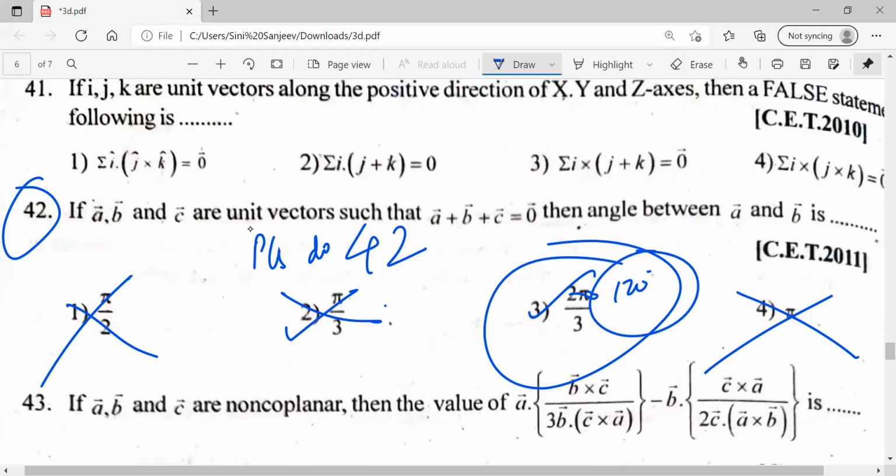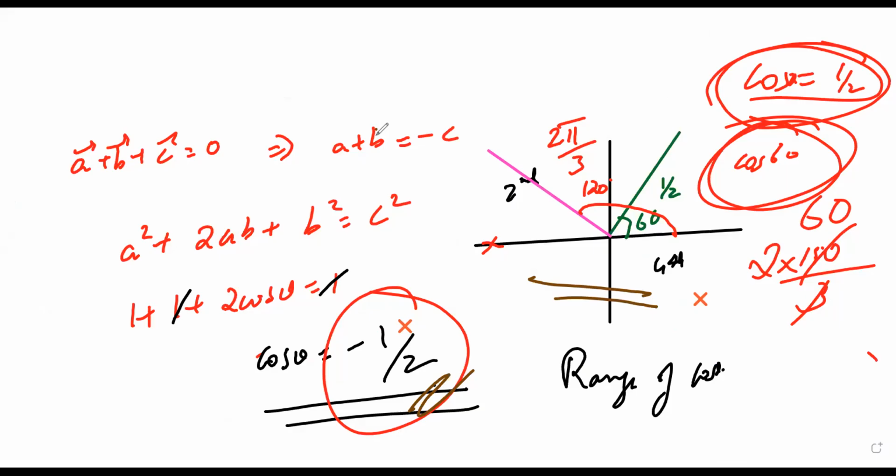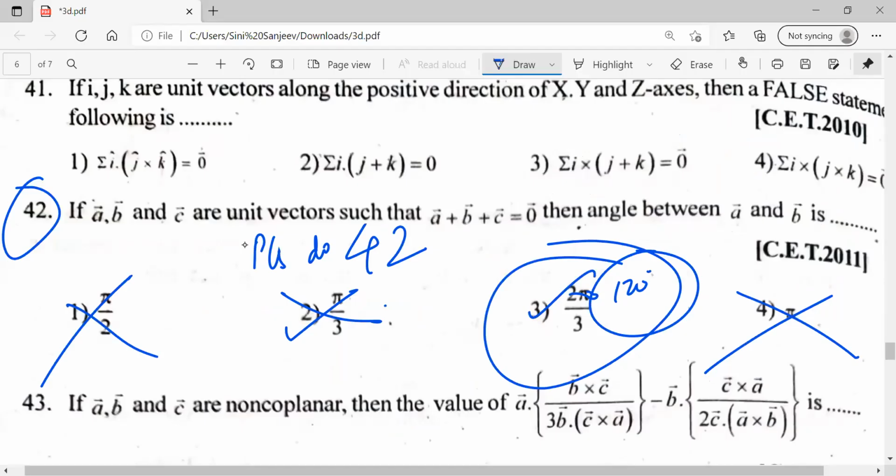Obviously this is not 90 degrees. See the diagram here. See the diagram. Is it 90? No. Is it 180? No. Then what is the other one? Pi by 3. Is it pi by 3? Pi by 3 is this thing. No. Only thing is this line. So that is 2 pi by 3. I hope now everyone is clear. Much clearer than previously. So basically draw a diagram and that will help you to solve it much faster and better.